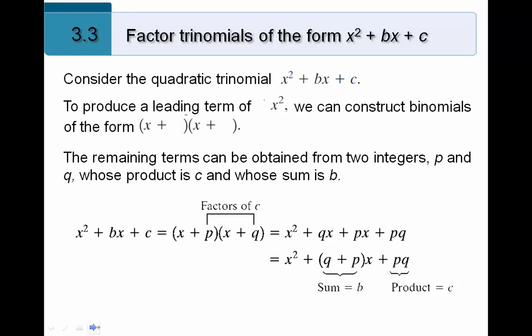Since we'll be factoring trinomials of the form x squared plus bx plus c, when we factor that trinomial, we're going to be breaking it back down, or factoring it, into two binomials. Okay?